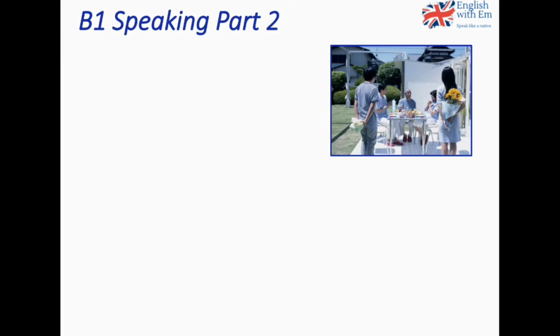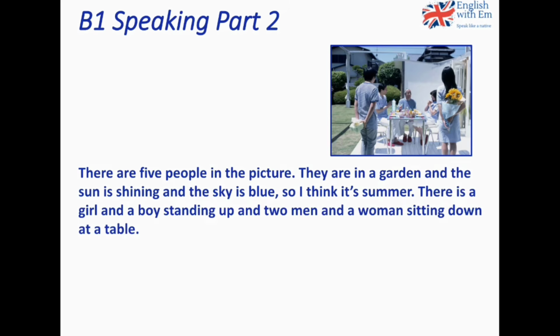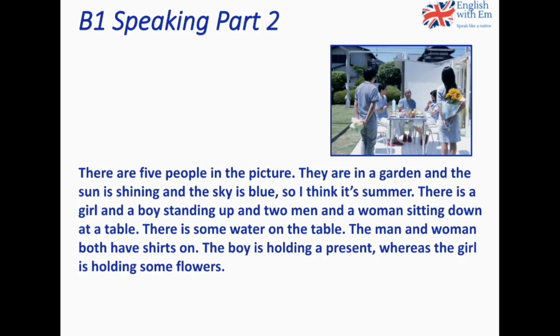Okay, so let's take a look at an example of what Luis could say. There are 5 people in the picture. They're in a garden and the sun is shining and the sky is blue, so I think it's summer. There's a girl and a boy standing up and 2 men and a woman sitting down at a table. There's some water on the table. The man and woman both have shirts on. The boy is holding a present, whereas the girl is holding some flowers.